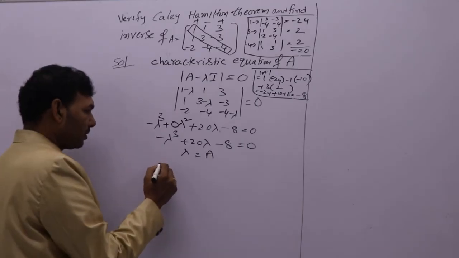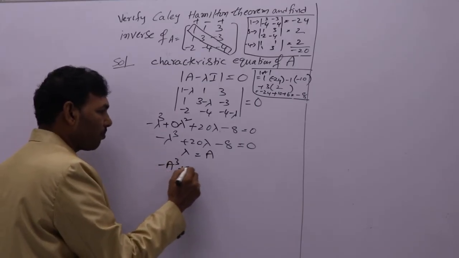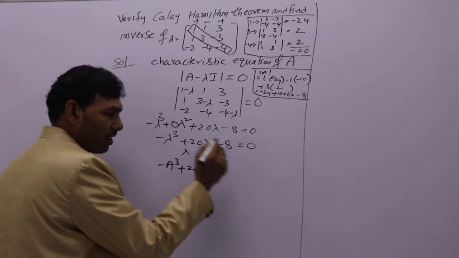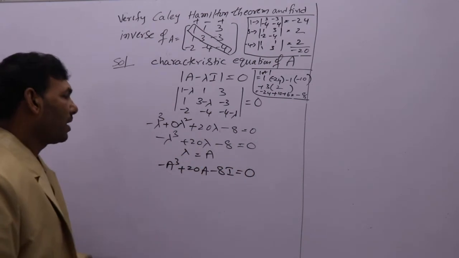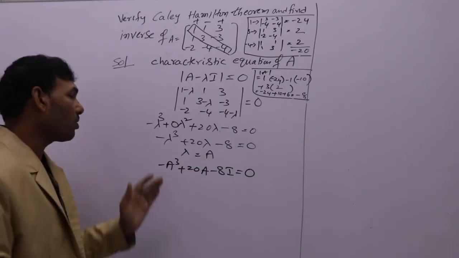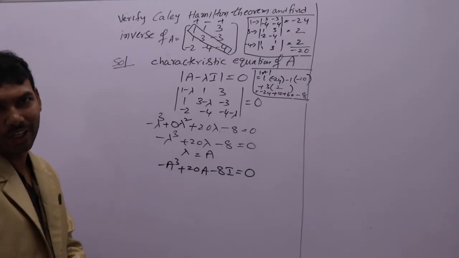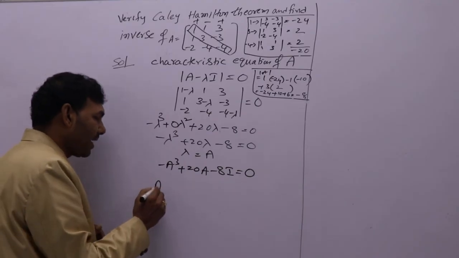What you will get? Minus A cube plus 20A. Whenever you have a constant, there write I: minus 8I equal to 0. Next we need to calculate A cube. Without calculating A square you cannot calculate A cube. That's why first calculate A square.